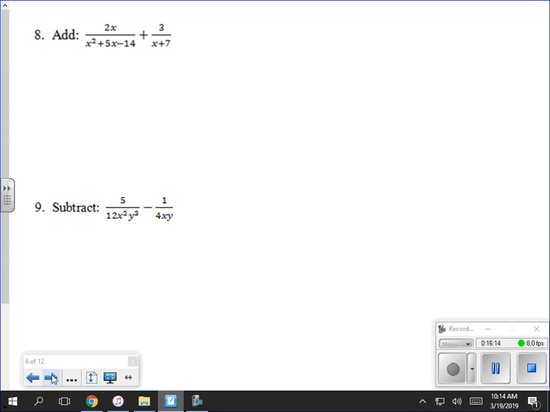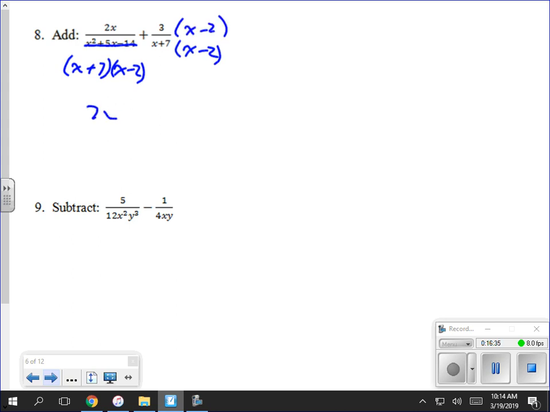Now I have to do my adding and subtracting. So first I have to factor. So this is x plus 7, x minus 2. What do I have here that I don't have here? X minus 2.